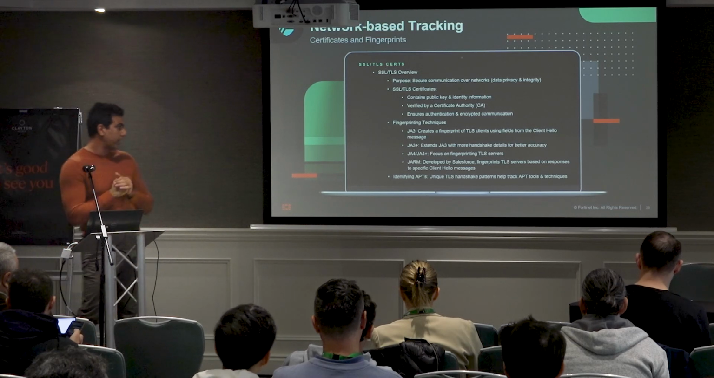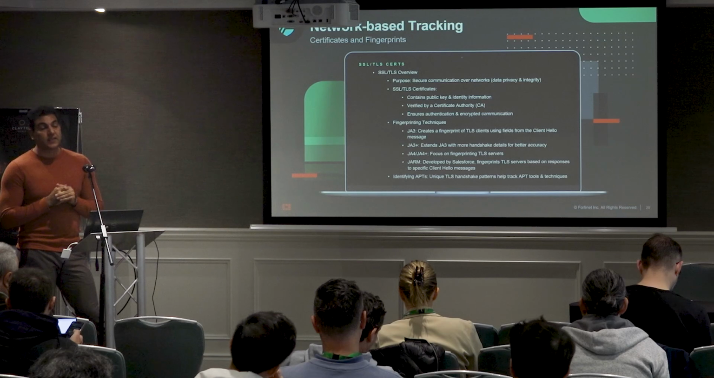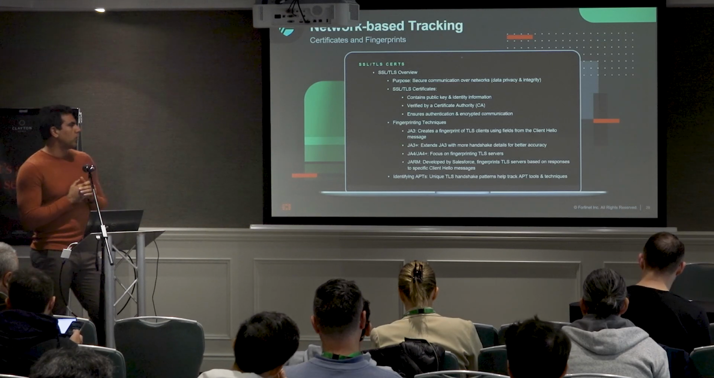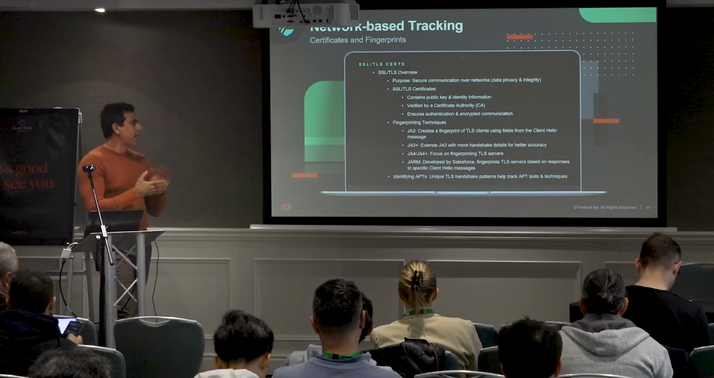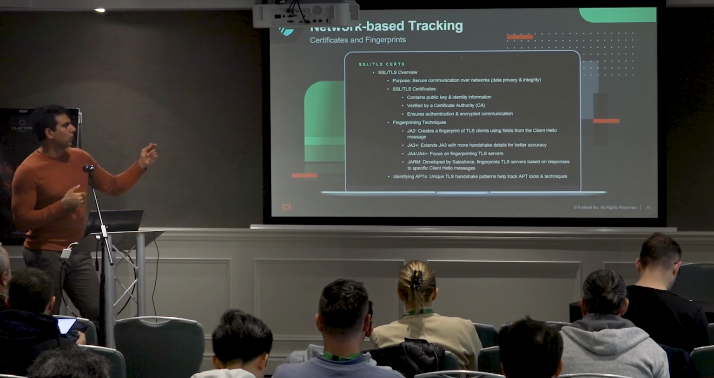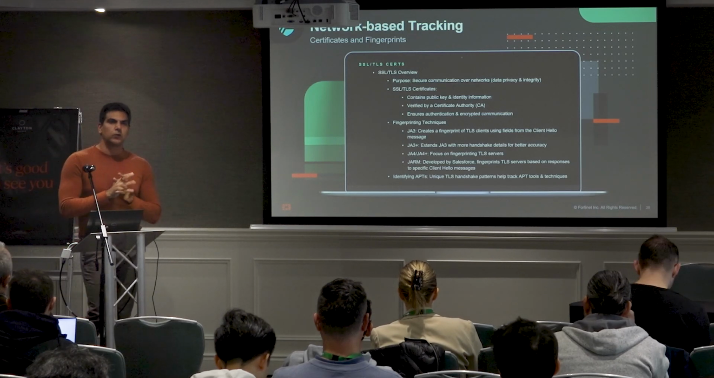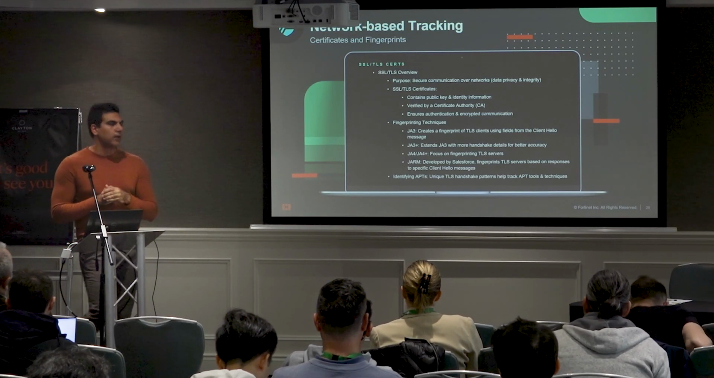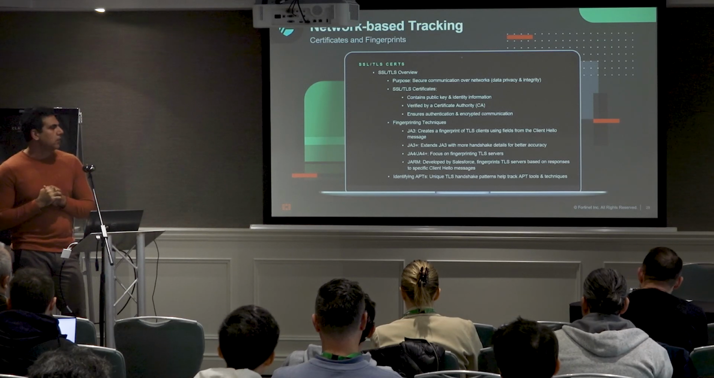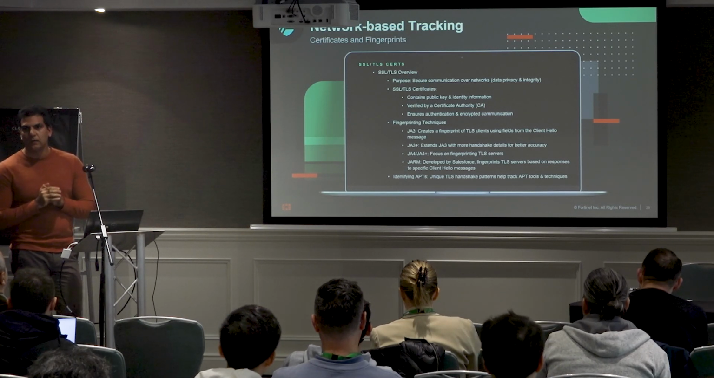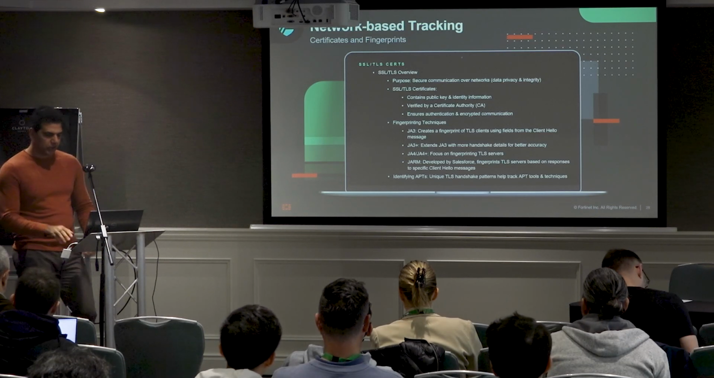JA4+ and JRM are the methods that focus on fingerprinting servers, so they focus on identifying malicious servers. The hash generated by JA4 is created from just one handshake, but JRM focuses on 10 handshakes or so. So it's more accurate when you are trying to track APT infrastructure using JRM.